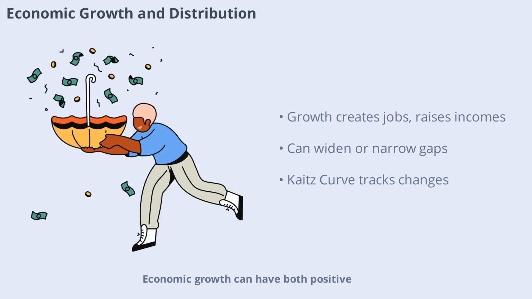Economic growth can have both positive and negative effects on income distribution. While growth can create new jobs and raise incomes, it can also widen the gap between high and low earners if the benefits are not shared equitably. The Kaitz curve helps us analyze how growth interacts with wage policies and income distribution over time.